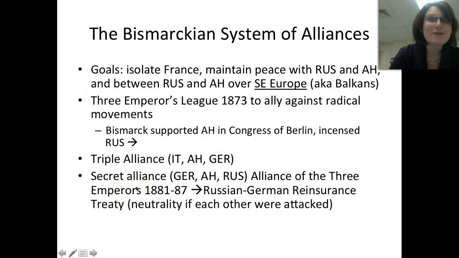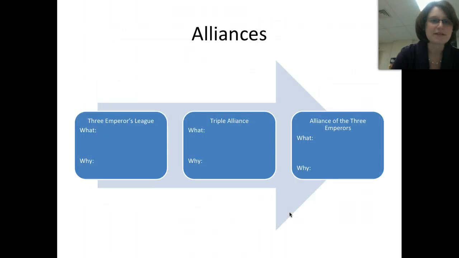Now, there was also a secret alliance between Germany, Austria-Hungary, and Russia. And they called the secret alliance the Alliance of the Three Emperors. Now, this is going to be really important because Kaiser Wilhelm II is going to mess this up, which is one of the direct causes for World War I. Okay, so there's the secret alliance, and this is a Russian-German reassurance treaty. And so they said, Germany, if you're attacked, Russia will help you. Russia, if you're attacked, Germany will help you. We're secret friends right now. Okay, but again, this is going to change.